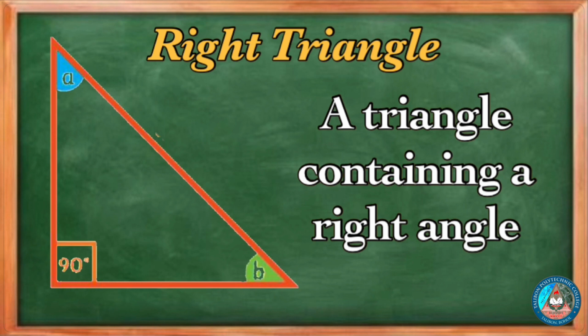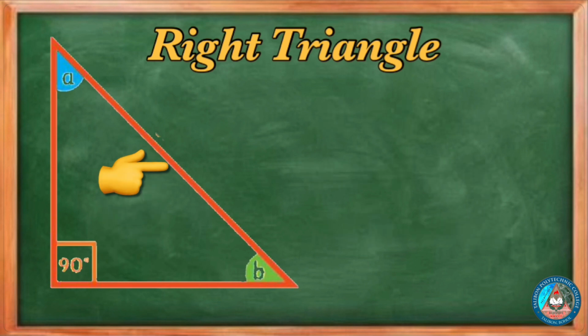Since one angle of any right triangle is equal to 90 degrees, this means that the sum of the remaining angles should be equal to 90 degrees as well, so that the sum of the three angles would be equal to 180 degrees. This means that the two acute angles are complementary angles.